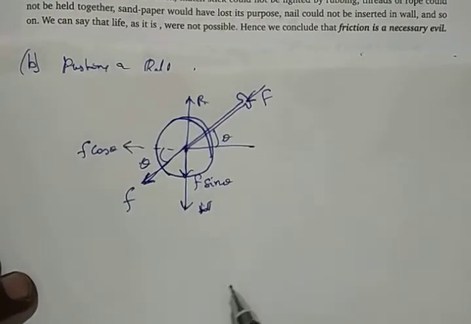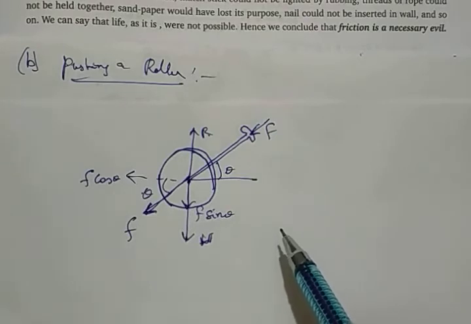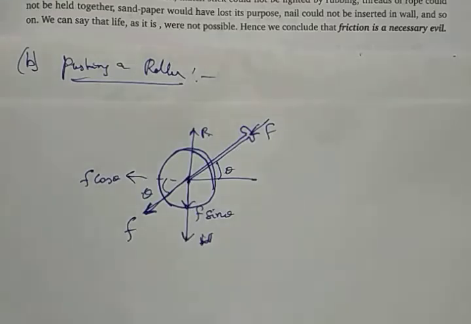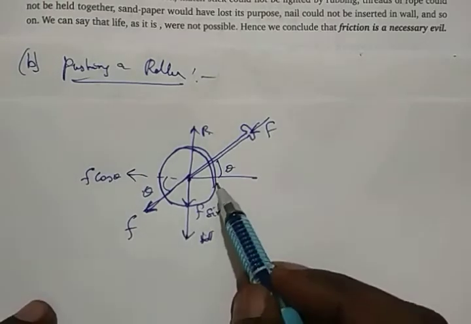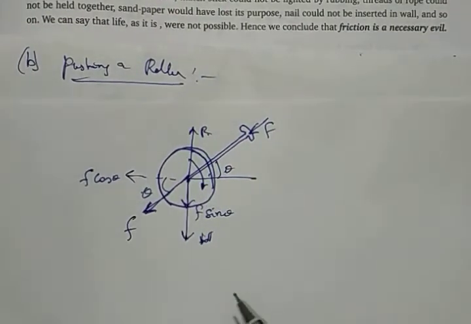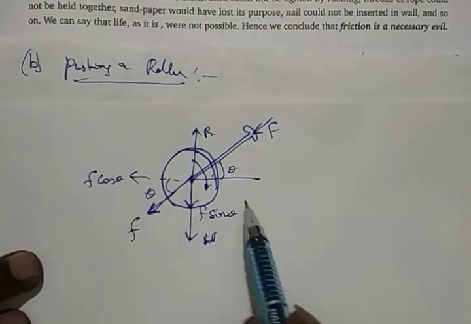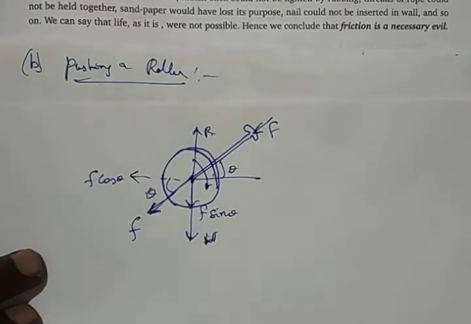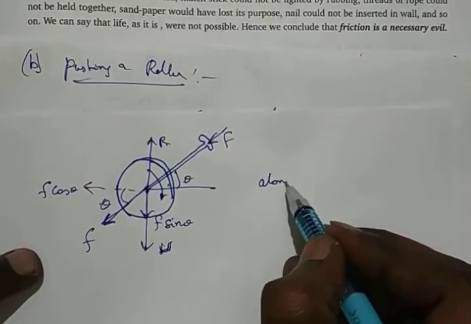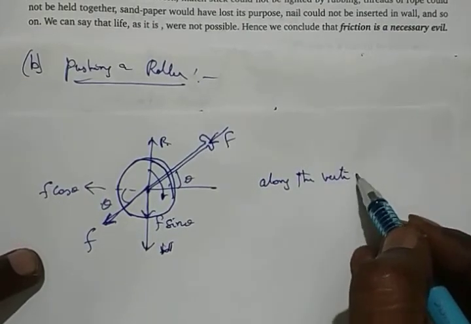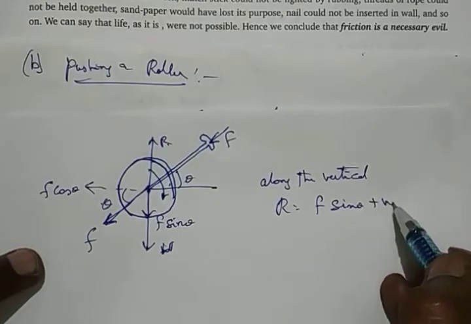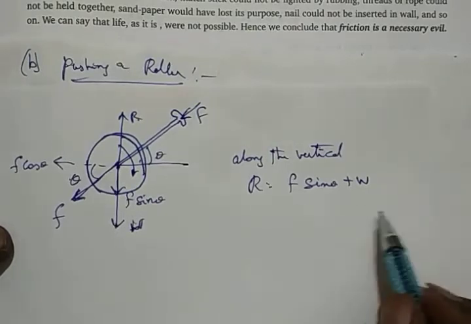So you find in the normal reaction, F sin theta and W are together. Alright. So write down now. Consider the force is applied downwards in the push direction. Pushing this, the wheel moves and the roller moves. Resolving F into two components, F cos theta along the horizontal and F sin theta along the vertical. Along the vertical, what is the force? R is equal to F sin theta plus W. That's what it is.